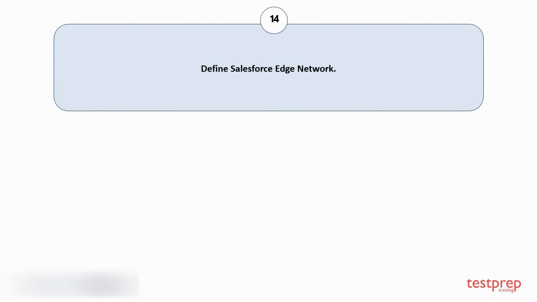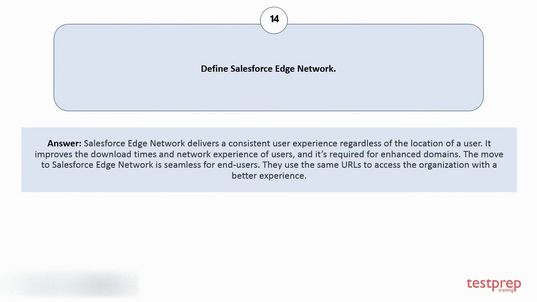Question number 14. Define Salesforce Edge Network. Your answer is: Salesforce Edge Network delivers a consistent user experience regardless of the location of a user. It improves the download times and network experience of users, and it's required for enhanced domains. The move to Salesforce Edge Network is seamless for end users. They use the same URLs to access the organization with a better experience.